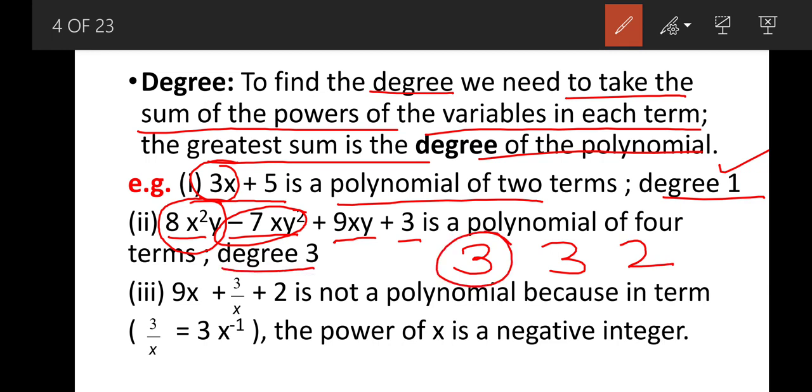Now coming to the third example, first of all you need to check whether it is a polynomial or not. If it is not a polynomial, we will not be able to find the degree of that polynomial.